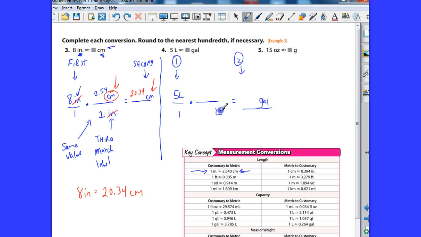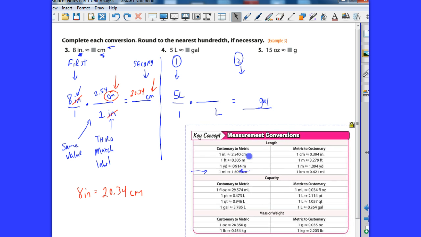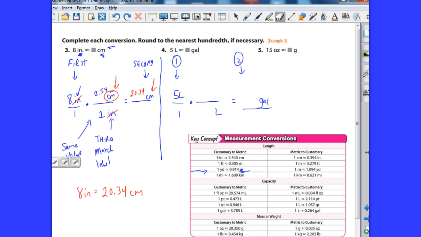When those two labels match, now what you do is look down here for a place where you know how liters and gallons are equal. I can move my table here. Let's see where it is. Looking for liters and gallons. Looks like I have it right here.